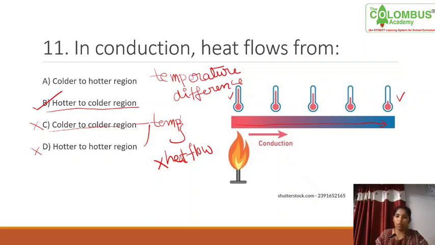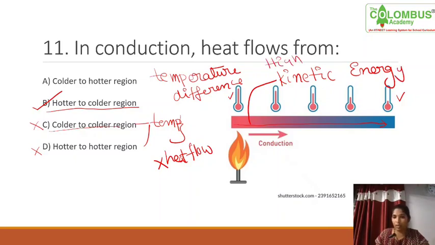The molecules in the hotter region have high kinetic energy compared to the colder side. If there is high kinetic energy, they are very active, so they will move fast when compared to the colder region. So always heat flows from hotter region to colder region.